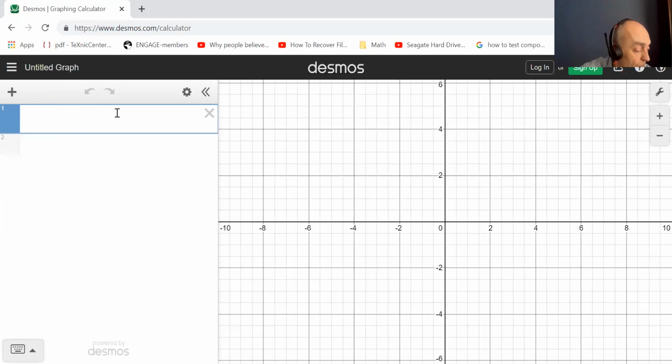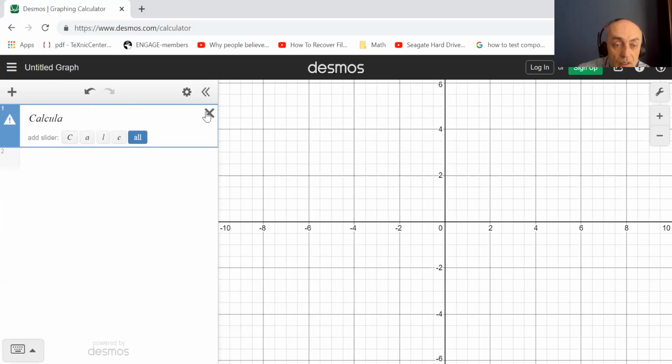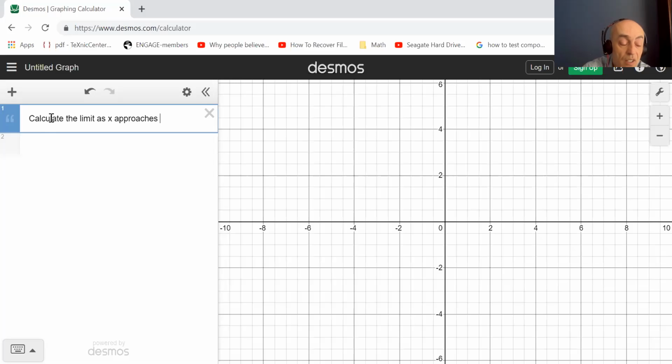All right. So I'm going to write here: calculate the limit as x approaches. And for my promise, I'm going to do a problem from the book, and that problem will be number 19. So x approaches, I'll write in the notes in a second, 3, and the expression is a bit complex here.